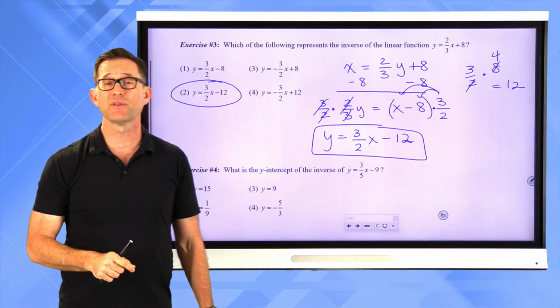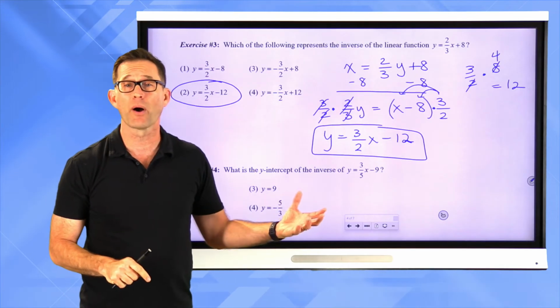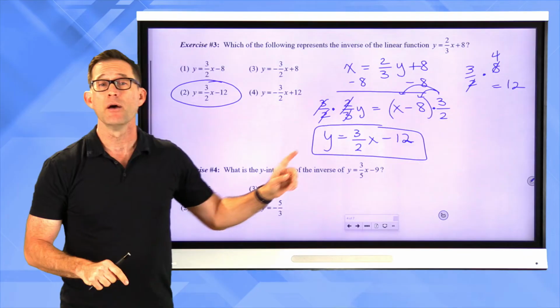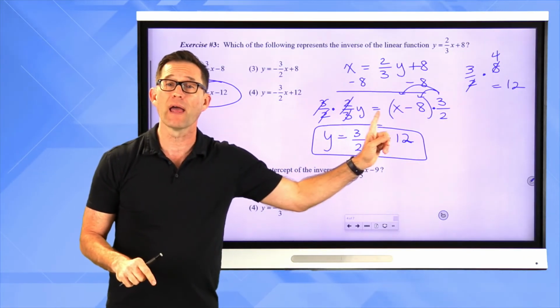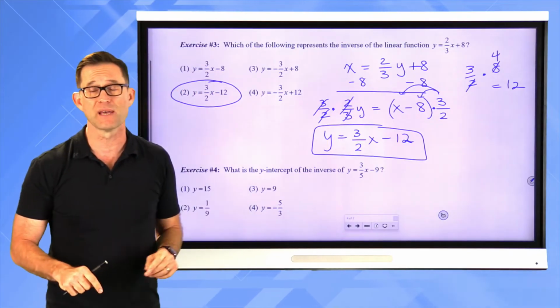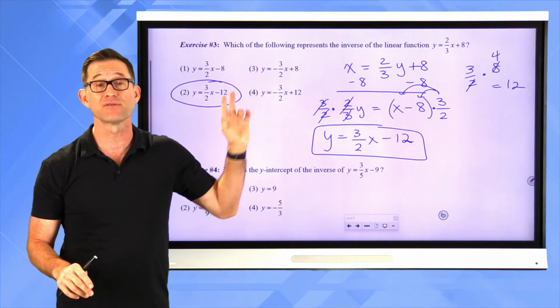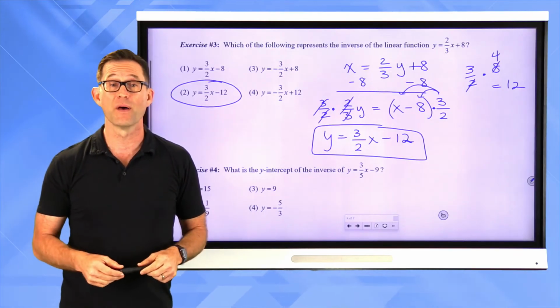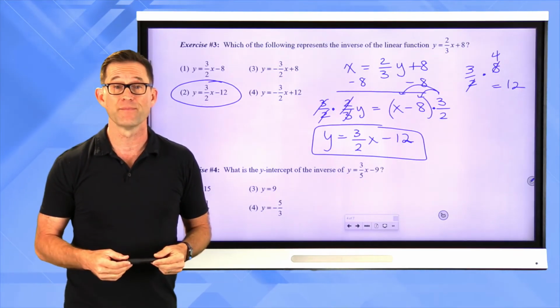And I've seen it time and time again. Somebody will do a problem like this. They know they have to multiply both sides by 3/2, but they'll only apply that 3/2 multiplication to the x and not to that y-intercept. And therefore, they'll get the wrong answer. And that wrong answer will be there because the test makers also know that people are liable to do that.